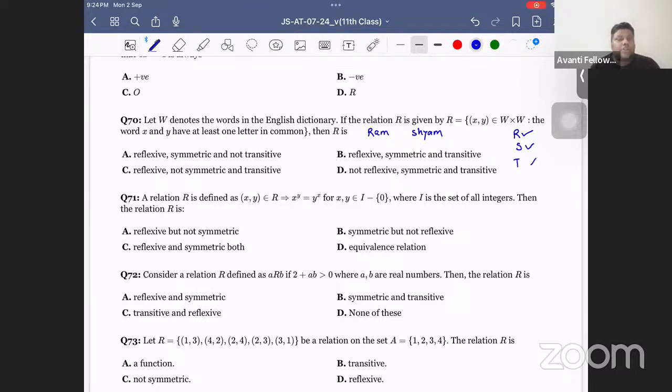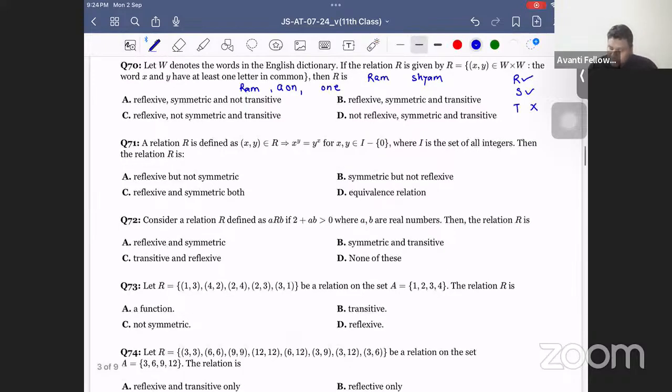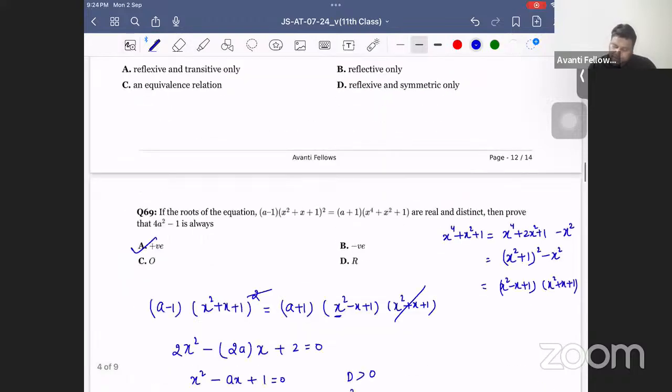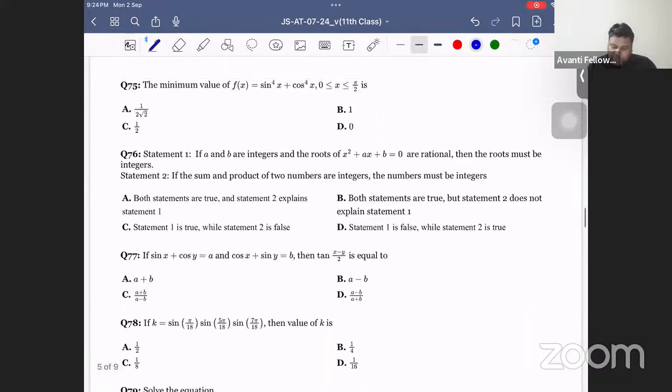Now transitive, it is not. Why so? Let's take an example, Ram and say AON. They are having a letter in common, A. And AON and ONE, they are having a letter in common, ON. But Ram and ONE, they do not have any letter in common. So it is not transitive. Got it? So similarly, you can judge for other questions also. They are pretty easy.